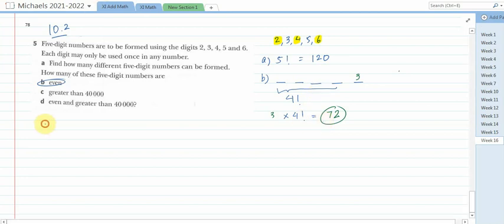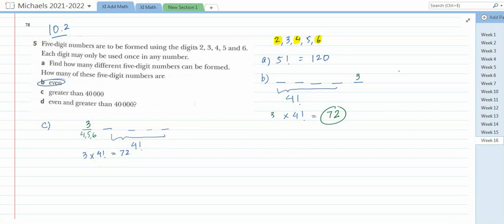For part C, it says greater than 40,000. So we have a 5-digit number. If the number is greater than 40,000, that means for the first number either it can be 4, or 5, or 6. For the first number we have 3 options, right? And for the rest 4 numbers it can be any number, so it's 4 factorial. Again you have 3 times 4 factorial, which is 72, and that is your part C answer.